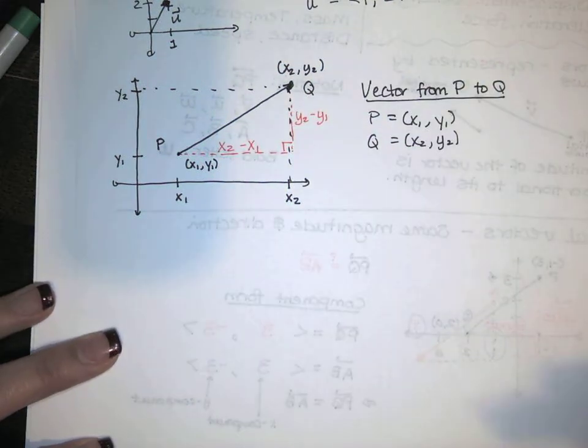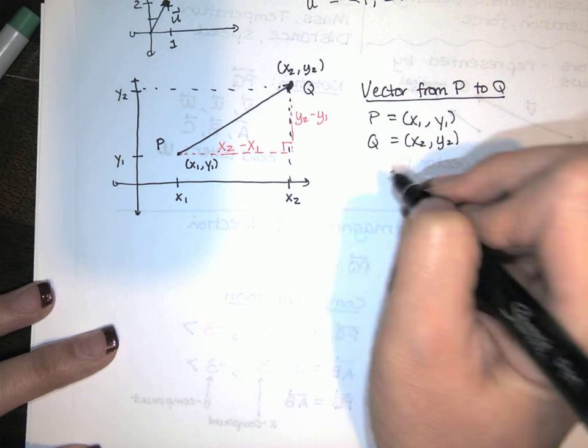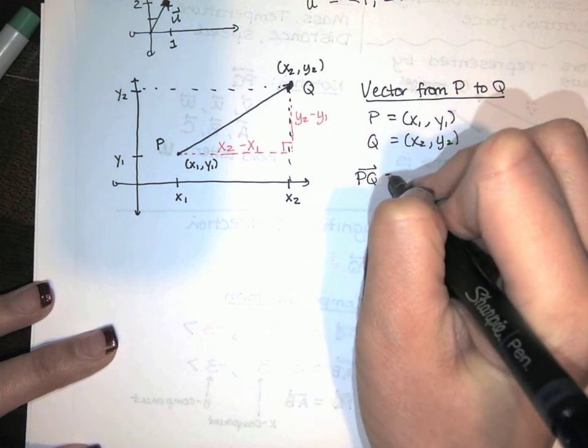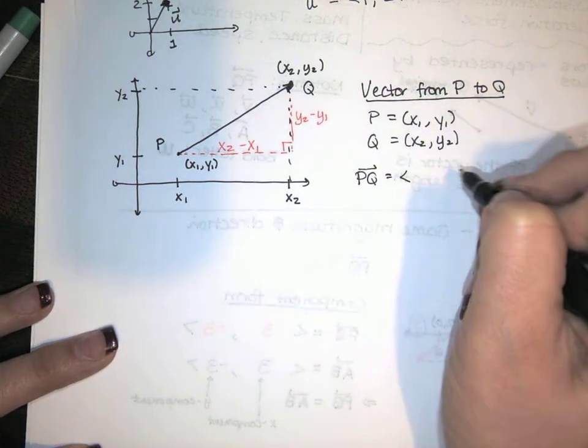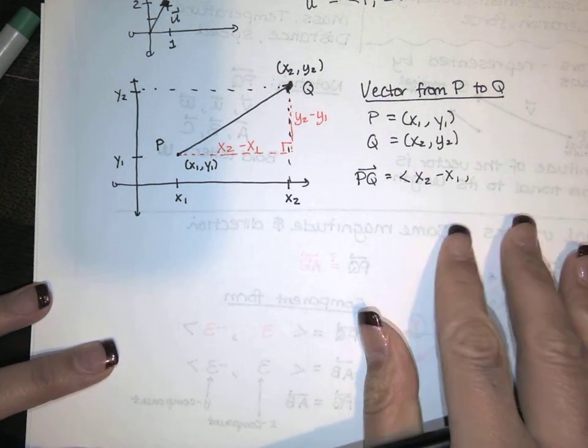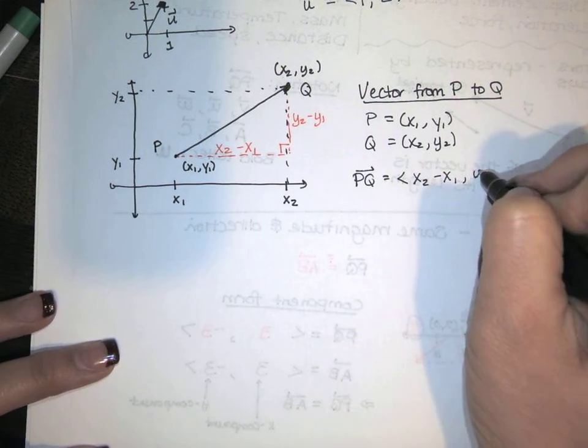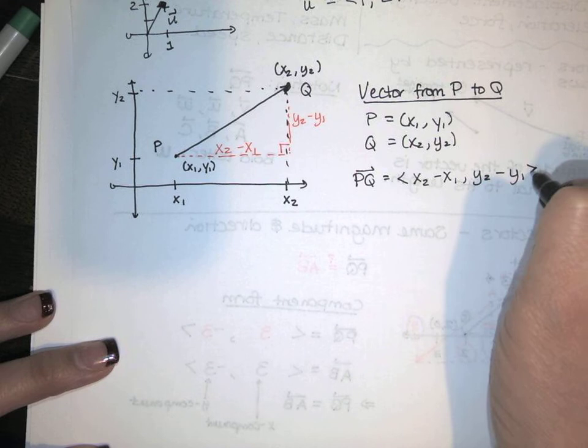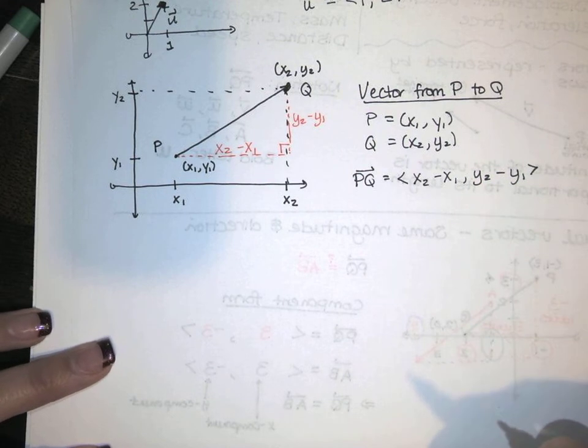So the vector PQ, where P is this point and Q is this point, is given by x2 minus x1, that's its x component, and y2 minus y1, that's its y component.